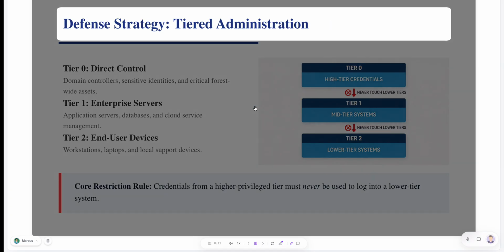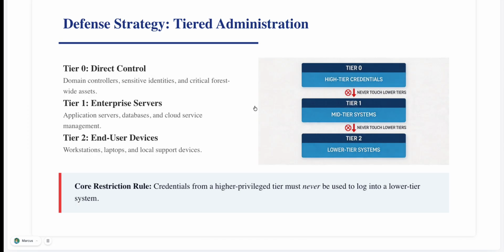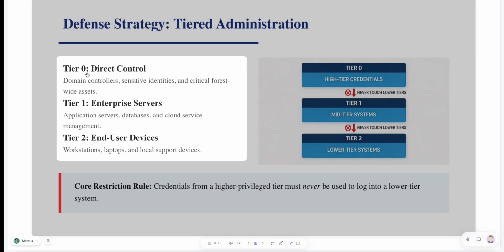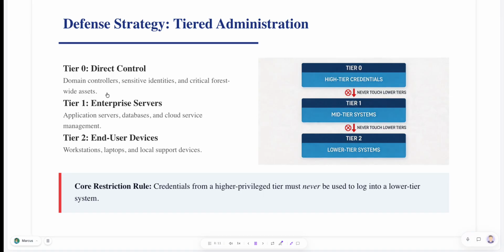To counter the lateral movement and attack vectors we just discussed on the previous page, we implement the Microsoft tiered administration model. This is the primary structural defense for any security engineer. At the very top, we have Tier 0. This includes your domain controllers and any identities that have direct control over the entire forest. If Tier 0 is compromised, the entire organization is lost, so this layer requires the tightest security controls possible.